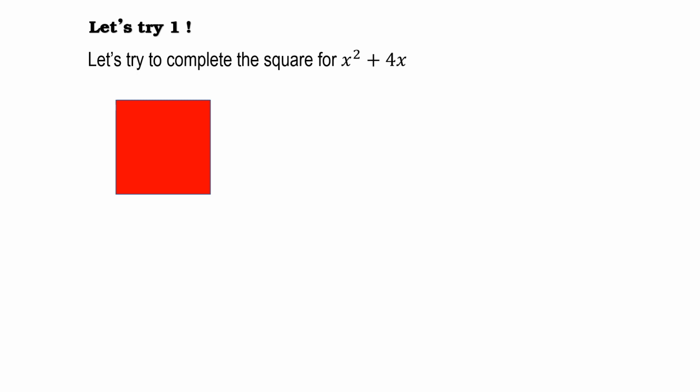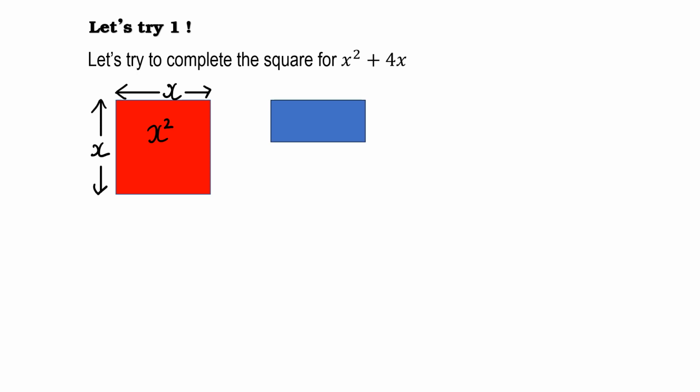Let's do one question. Let's try to complete the square for x squared plus 4x. We're going to represent x squared and 4x pictorially. Let's start off by representing x squared with a red square where the length is x units and the breadth is x units. So x times x gives you x squared.